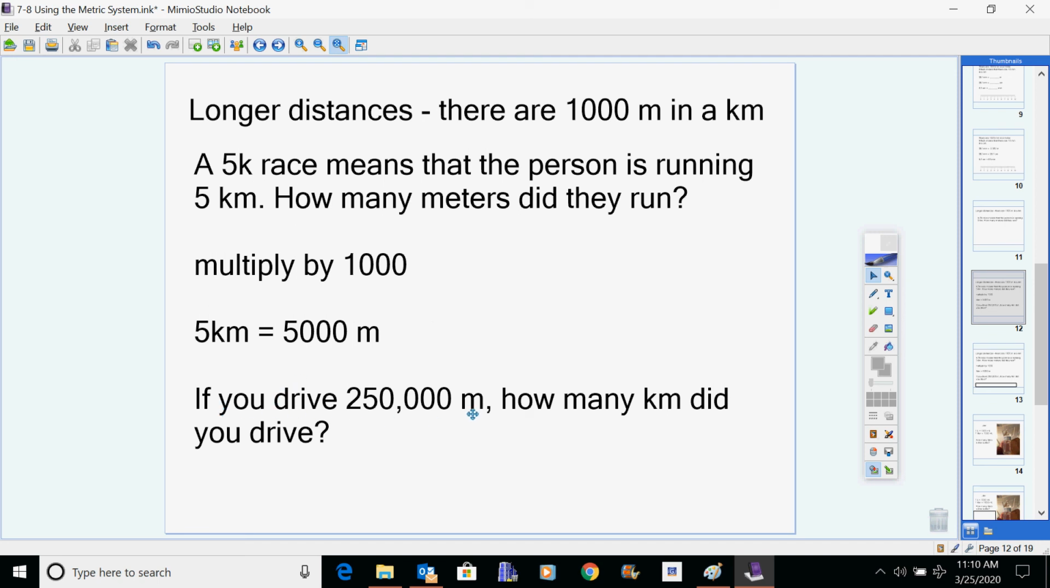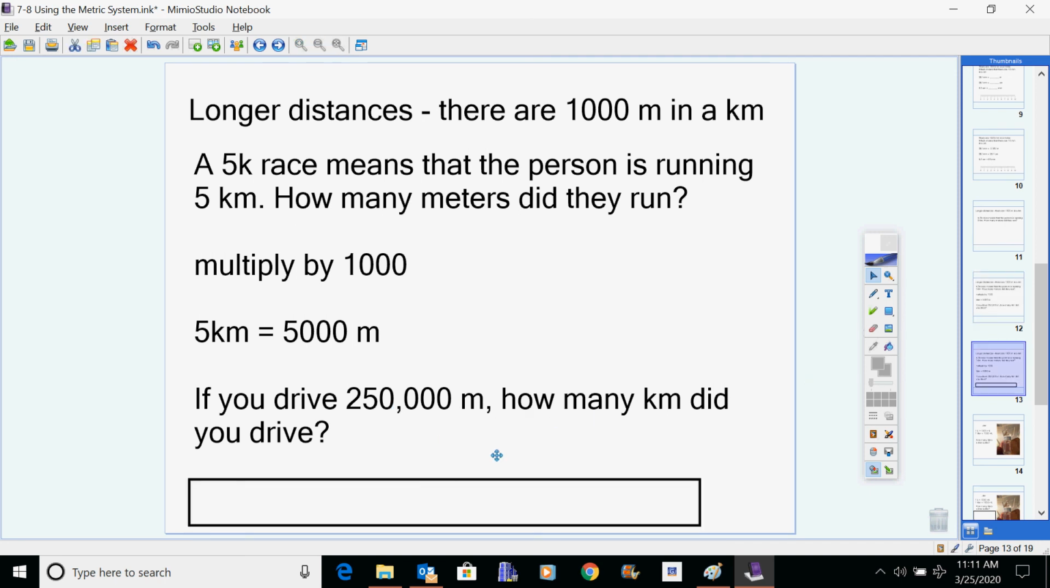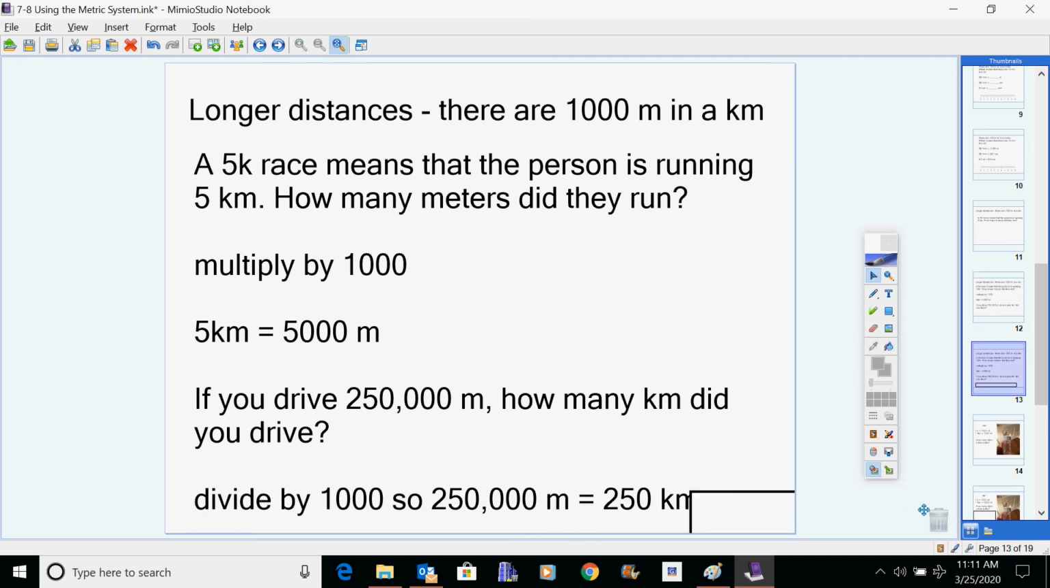So let's think of it backwards. What if you drove 250,000 meters? Okay, that's not going to be so useful as far as thinking about how far you actually drove. But what you can do is you can then think about it in kilometers and say, okay, well, these are smaller than a kilometer, so that means that if I divide it by 1,000 and move my decimal point over 3, that's going to tell me how many kilometers I went, which in this case is 250 kilometers.